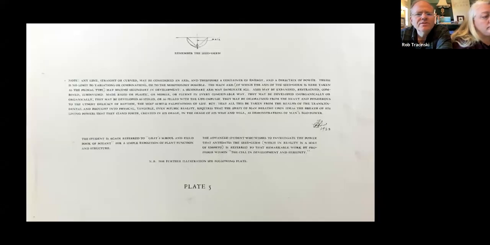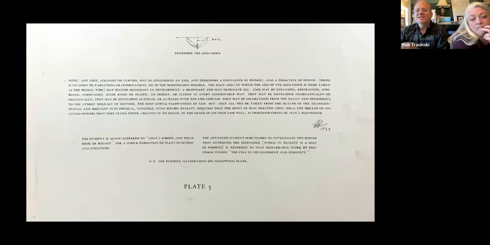And I'm trying to think how much of this we have. Let's see. And that's where he says, this is the bottom half of that same page. He says, any line, straight or curve may be considered an axis and therefore a container of energy and a directrix of power. And then he says, there's no limit to variations or combinations.